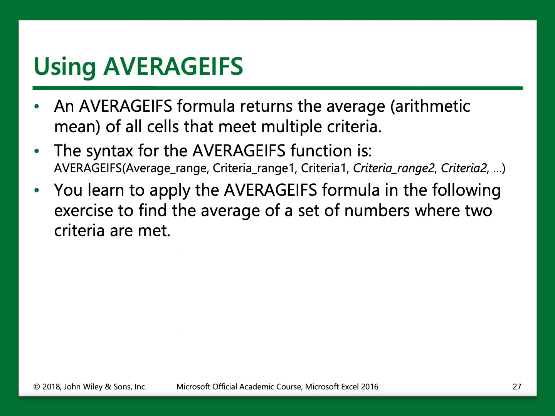And the syntax for it, the arguments, are going to be the average range, criteria range 1, criteria 1, criteria range 2, criteria 2, whatever the criteria range is that we're going to check against the criteria. And you'll learn to apply the AVERAGEIFS formula in the following exercise.